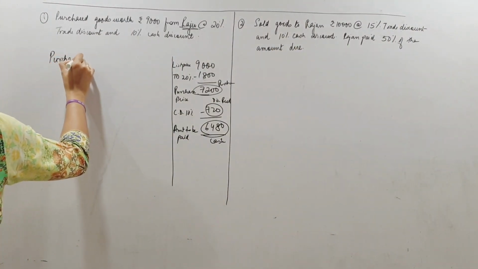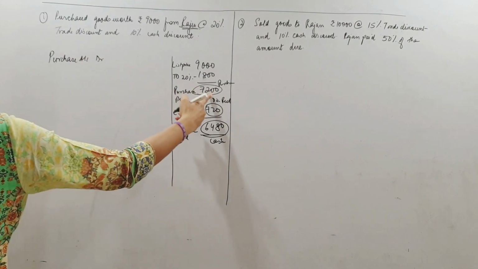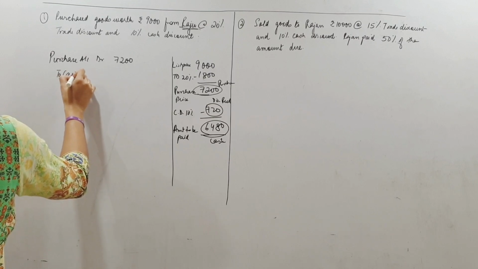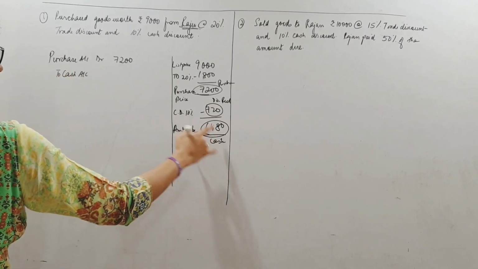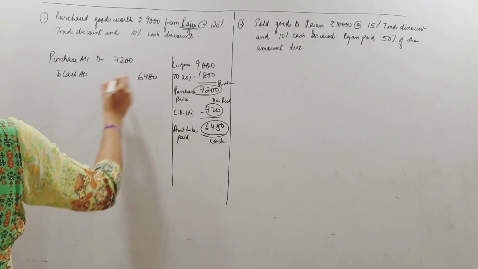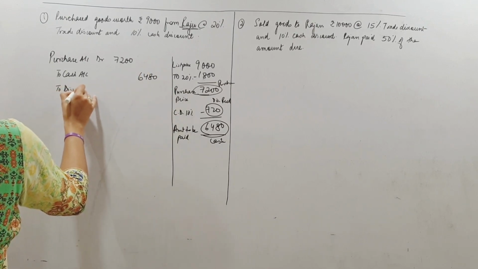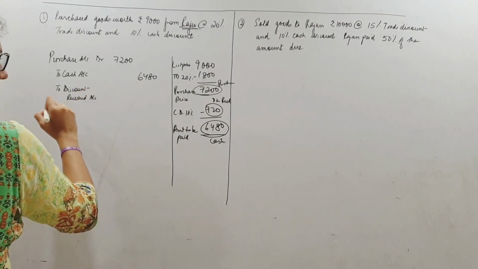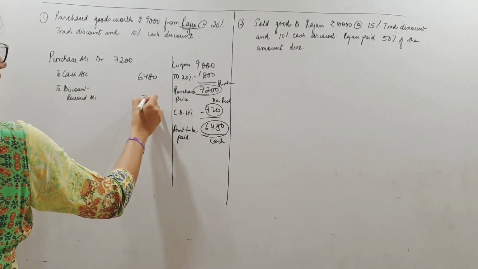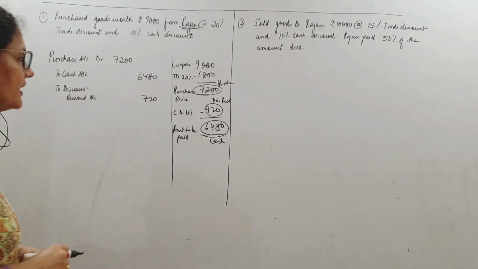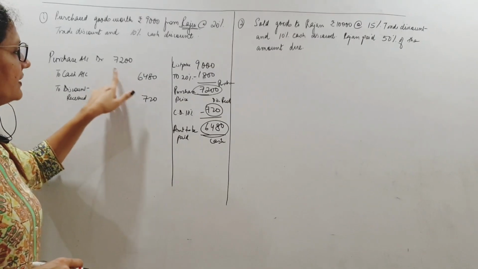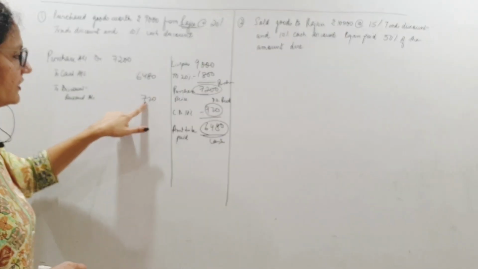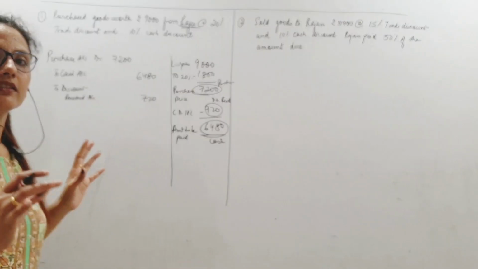Purchase account debit 7,200. ठीक है? To cash account, cash is going out, asset reducing, 6,480. To discount received account because 720 is the discount which is an income. All incomes to be credited. Now you will always check debit is equal to credit or not. This is obviously 720. That is how we have got it here, right? So this and this are equal.